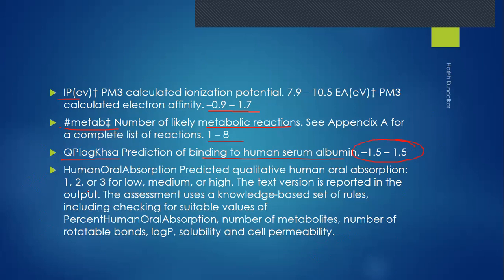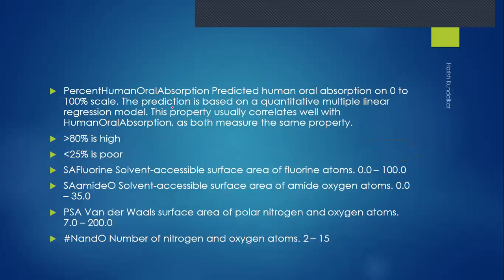Human oral absorption should be 1, 2, or 3 for low, medium, or high values respectively. Percent oral absorption we have already talked about, right? Above 80% is good absorption. 20 to 80 is okay, but less than 20 is bad absorption. So that is what we have written over here. Greater than 80 is high, less than 25 is poor.